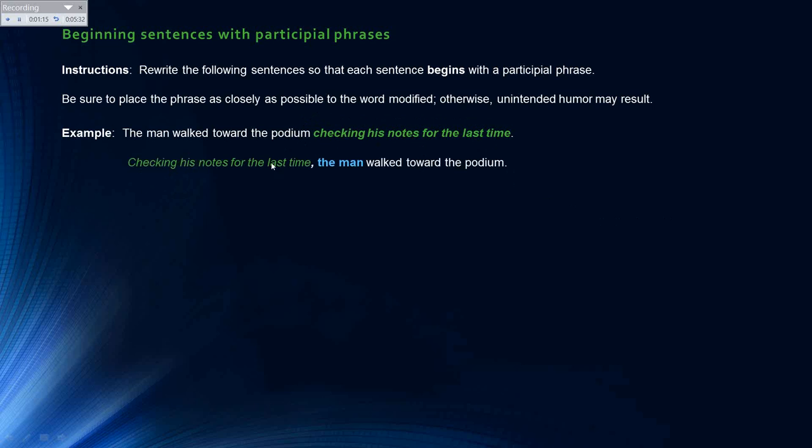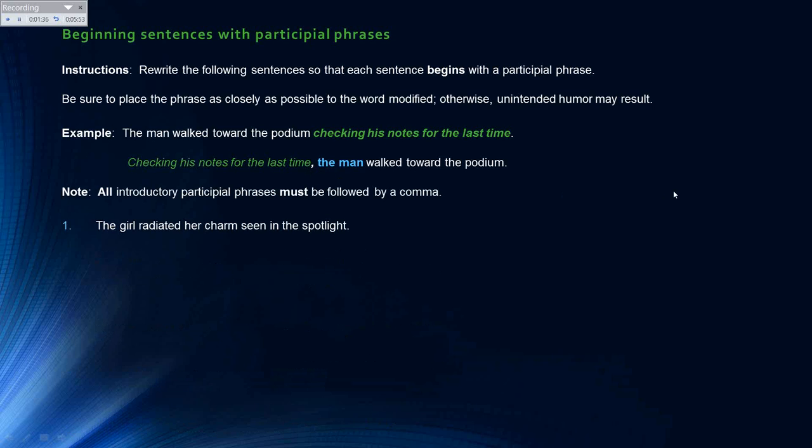Now we've got checking his notes for the last time, the man walked toward the podium. This modifies the noun that it sits next to. Do you see that? That's so important. And notice also that when you start a sentence with a participial phrase, I don't care how many words it is, you must have a comma after it. All introductory participial phrases must be followed by a comma.